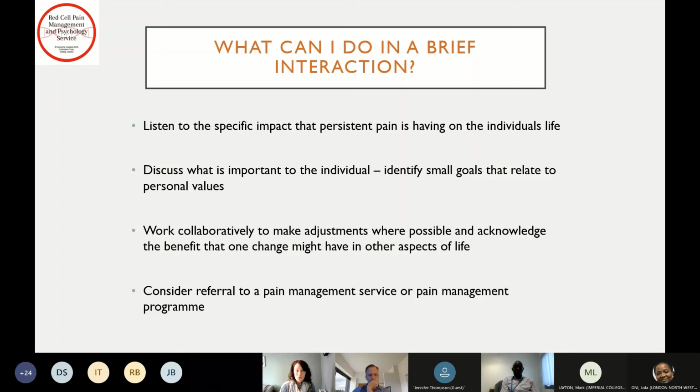We can discuss what's important to the individual in terms of the impacts pain is having and try to identify small goals that relate to their personal values. So something small and meaningful that could change. And when we work collaboratively to make those small changes, we can potentially acknowledge that a small change in one area can sometimes have a positive impact in other areas. So if I can start to go out for a walk a little bit more regularly, I might notice, oh, actually, that has a brief impact on my mood.